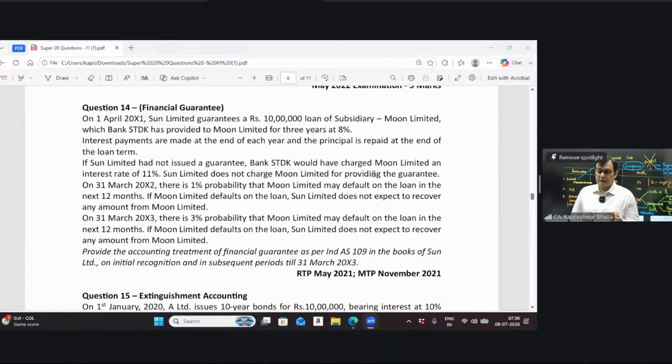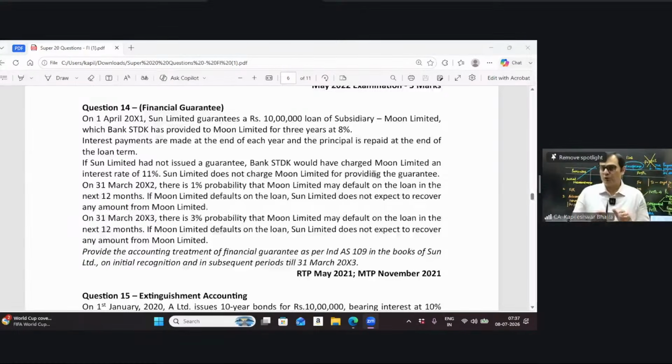On March X2, there is a 1% probability that Moon may default on the loan in the next 12 months. If Moon defaults on the loan, Sun does not expect to recover any amount from Moon. Then he says on March X3, this probability is now 3% that Moon may default on the loan in the next 12 months. If Moon defaults, Sun does not expect to recover any amount. And then it says provide the accounting treatment of the financial guarantee as per Ind AS 109 in the books of Sun Limited in the initial recognition and in the subsequent period.